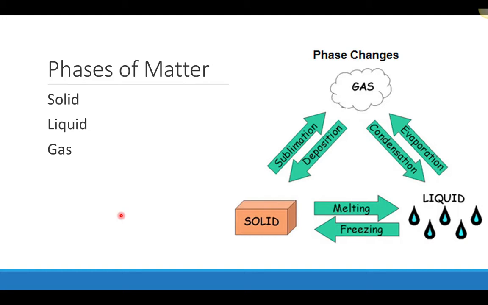So if we have water, for example, in its solid phase as ice, the ice can melt and become water. And then, of course, we could take that water and we could boil it and we could turn that water into steam. So here are the different phase changes.